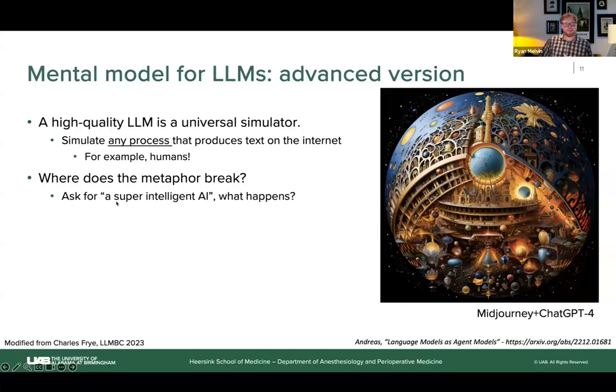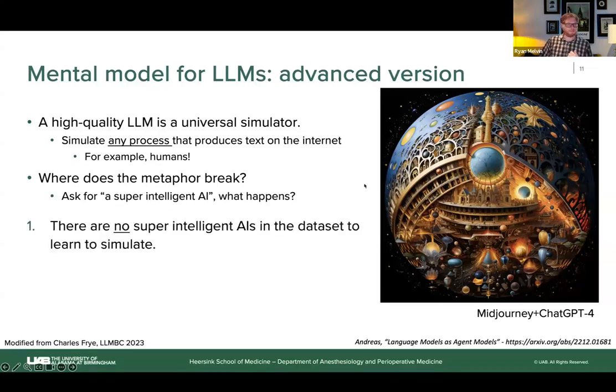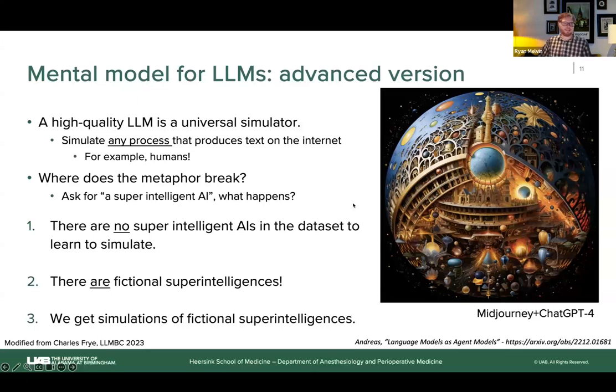So if I ask it to simulate being a super intelligent AI, let's play out this thought experiment. What happens? Well, 1, there are no super intelligent AIs, as far as I know, producing text on the internet. And so it has nothing to learn how to simulate that from. However, there are fictional super intelligences that have been written about out on the internet. And so what we get is simulations of fictional superintelligences. And that's because these tools are all trained on text from the internet. And so if there's a text on the internet or many texts on the internet where people have written fiction about superintelligences, that's what it's going to refer to.